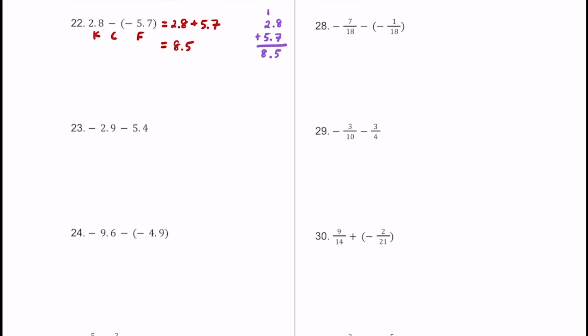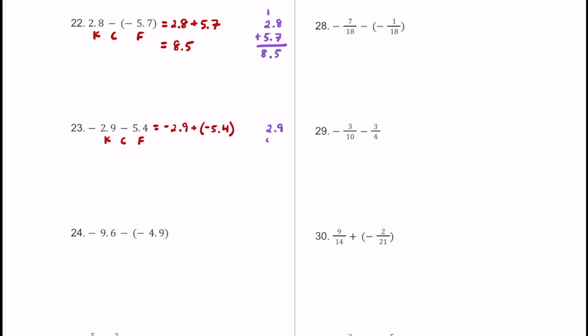For 23, let's go ahead and see we have negative 2.9. We're going to keep that, change this minus sign to a plus, and then flip this 5.4 to a negative 5.4. So negative 2.9 plus negative 5.4. Okay, so this one's actually kind of nice. They're both negative numbers. So a negative plus a negative is just more negative. So we really just have to add their absolute value.